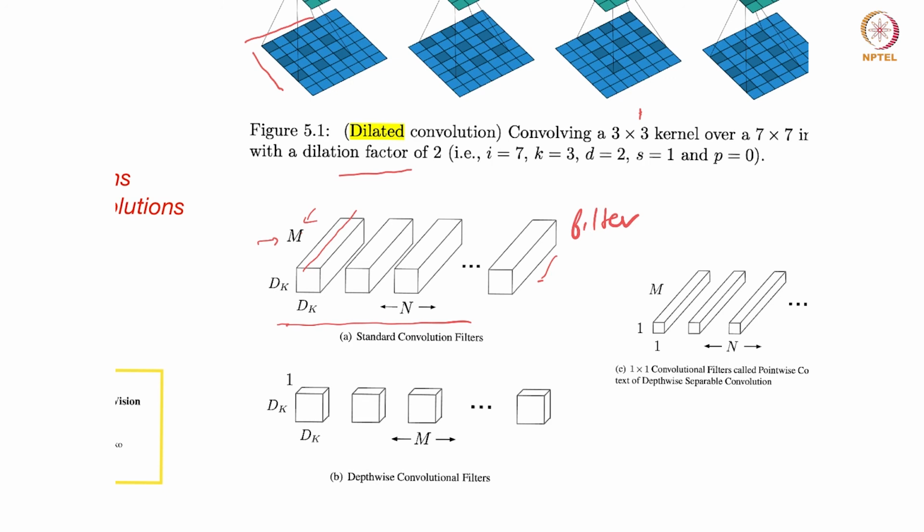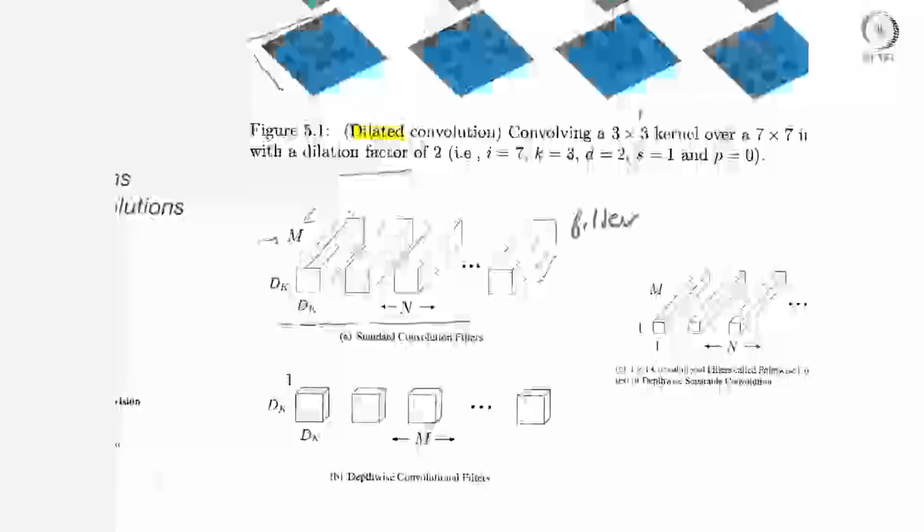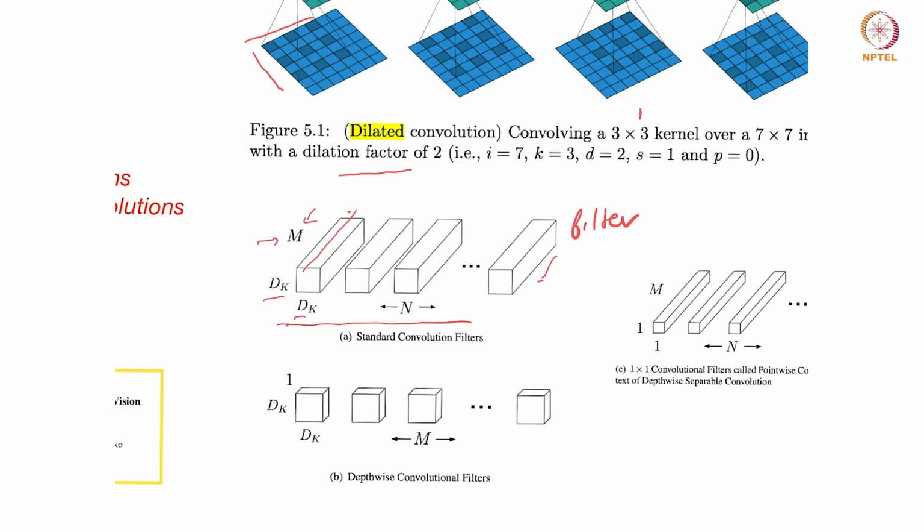So if there are m feature maps in your input, and if you define your filter kernel to be dk cross dk, its actual size is dk cross dk cross m. So the filter itself extends across the channel dimension. If you stack up the feature maps, the dimension along which you stack them is called the channel dimension, right? As the number of feature maps increases, you have more and more channels.